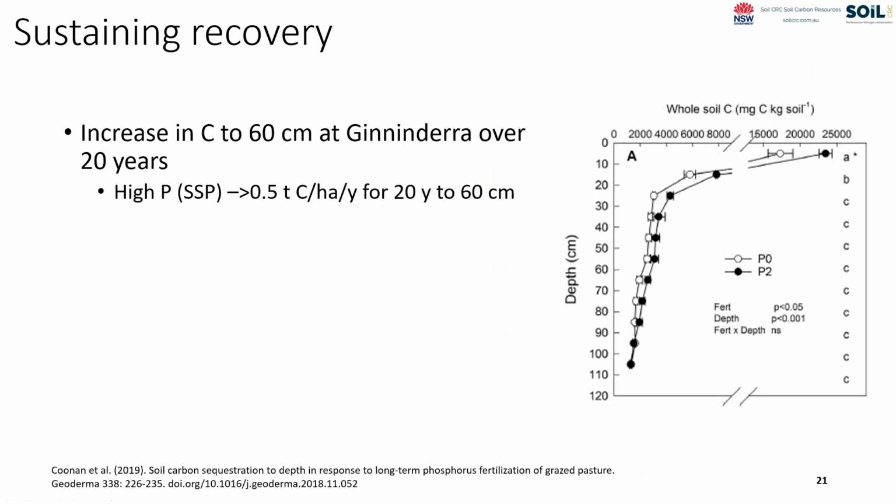The nutrients, I've mentioned carbon, nitrogen, phosphorus, sulfur earlier. Here's some work from Ginninderra over a 20-year period where applying P was able to increase, and not just in the surface, increase the carbon stock through depth down to 60 centimetres, at around half a tonne a hectare a year. I think it's got up to about 12 tonnes in the end. So the importance of fertility in our systems.